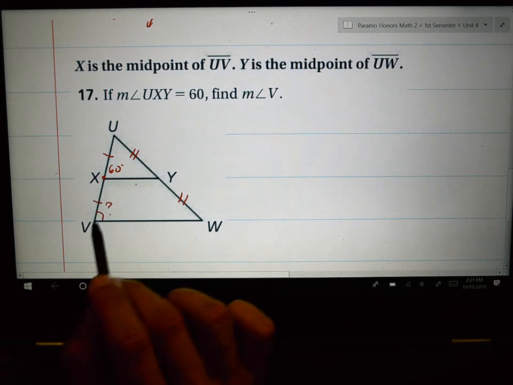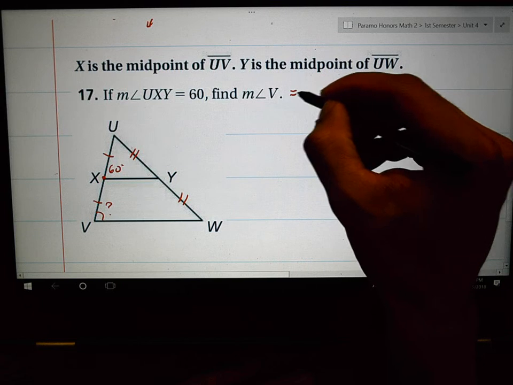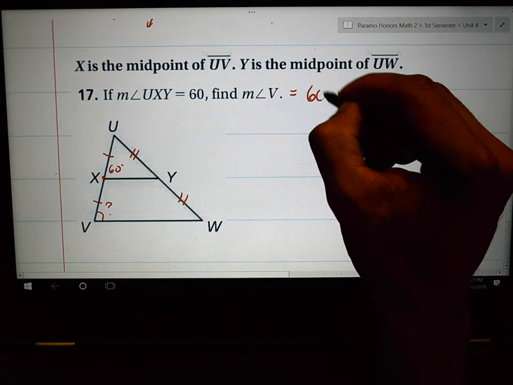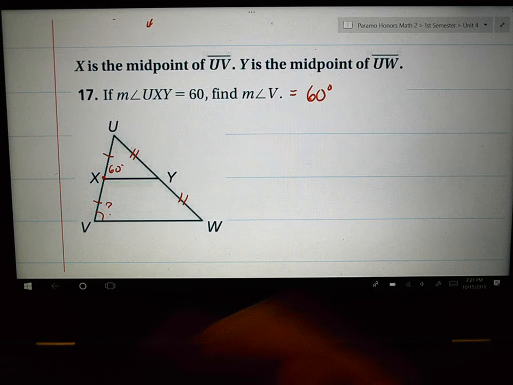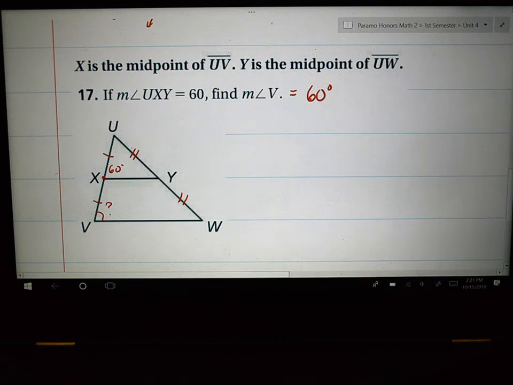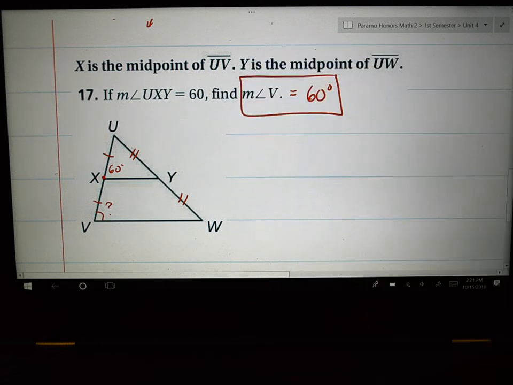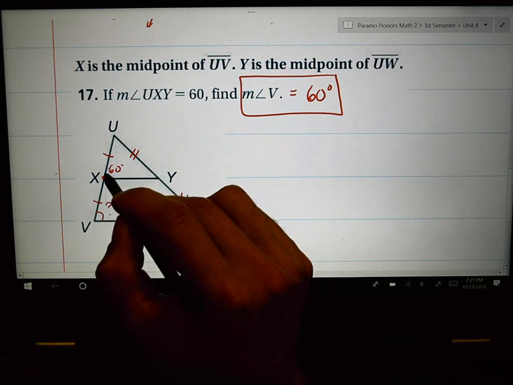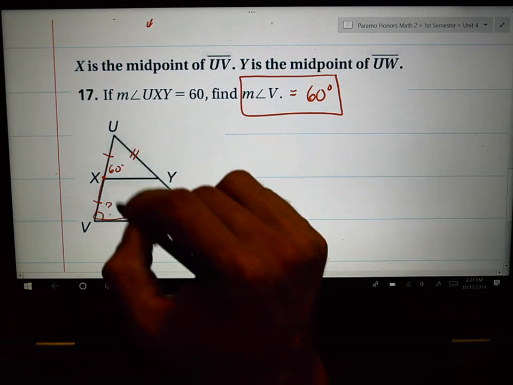Mid-segments are parallel to this one. So angle V has to be how many degrees? If you know it, say it out loud. 60. It's 60 degrees. Because of what type of angle? Say that out loud. Corresponding angles. Thank you. Alternate interior has nothing to do with these ones. These ones are based off of the corresponding angles, parallel lines, and then if you're looking for that shape of an F, it's right there.